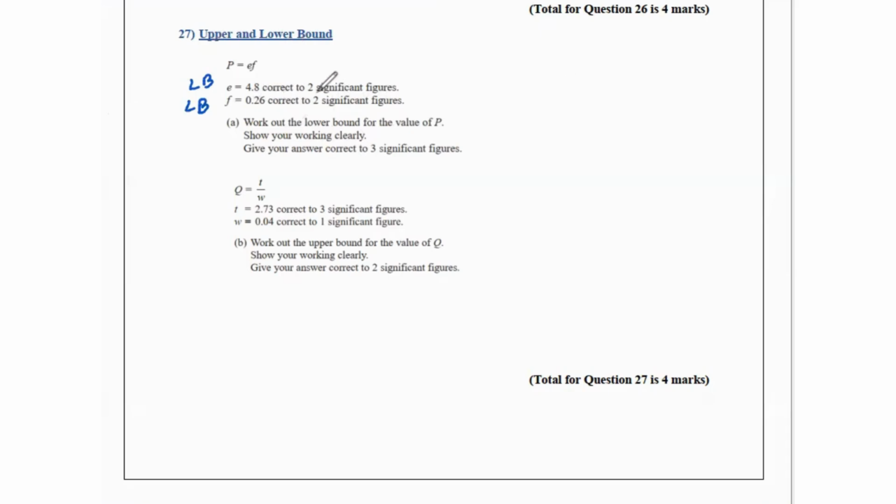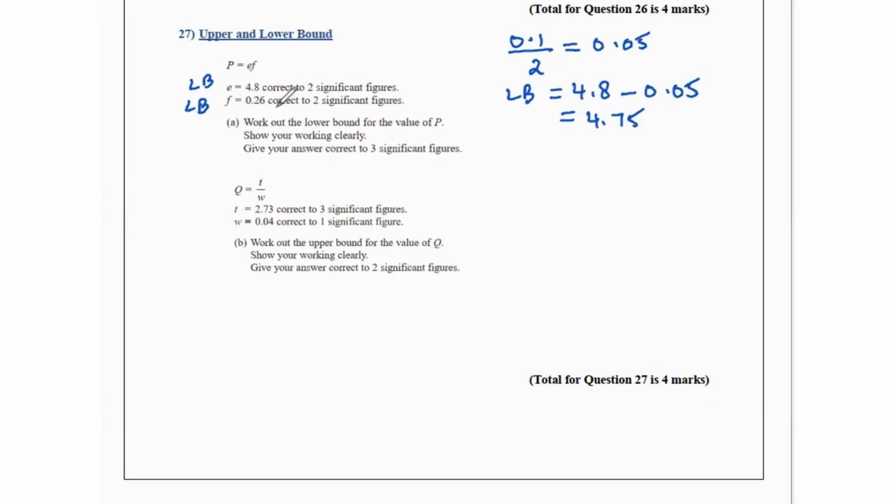So for E, it's 4.8 correct to two significant figures. The second significant figure is 8. The place value of 8 is 0.1. So we do 0.1 divided by 2, which is 0.05. So for the lower bound, we subtract 0.05 from 4.8, which is equal to 4.75.